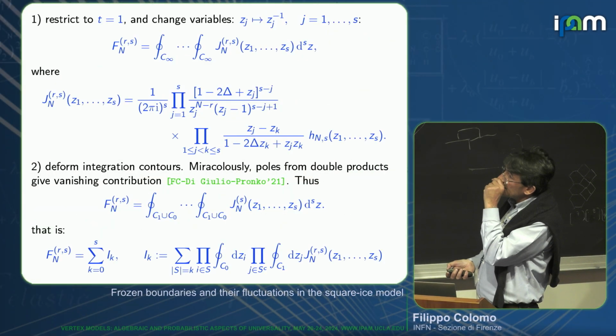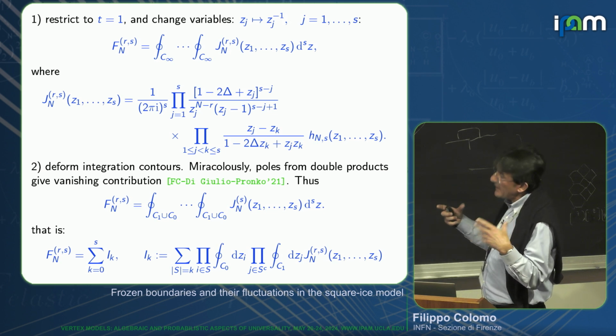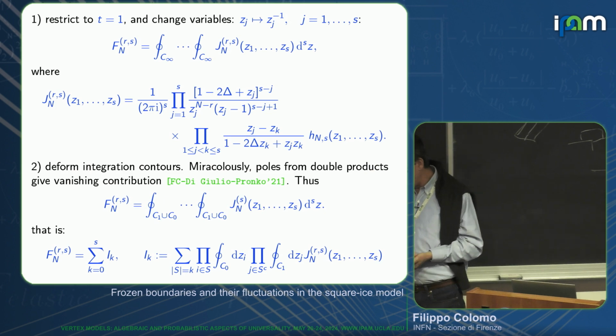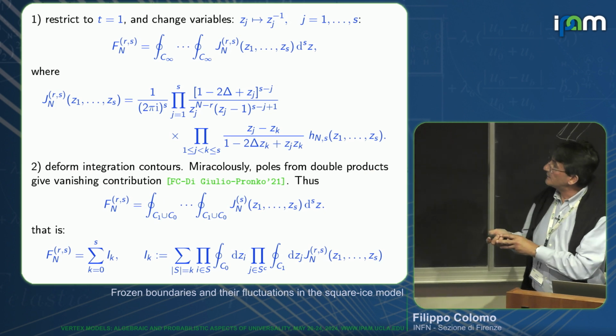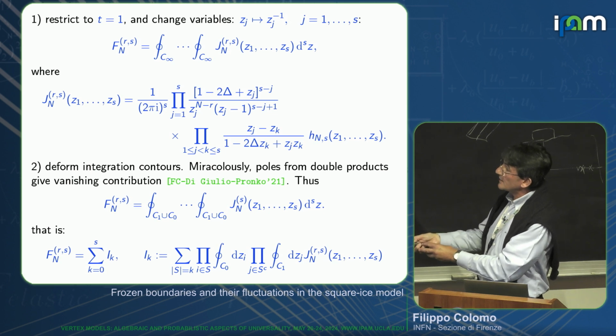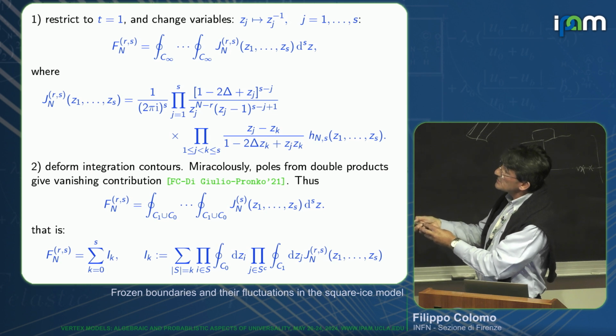So let us restrict to t equal 1 just for simplicity, but let us deform the integration, making a change of variable from z to 1 over z. So our integration around 0 becomes integration around infinity. And I have rewritten the integrand in this way just for shorter notation. And then what we want to do is to shrink down this contour around the poles at 0, 1, and double poles here.